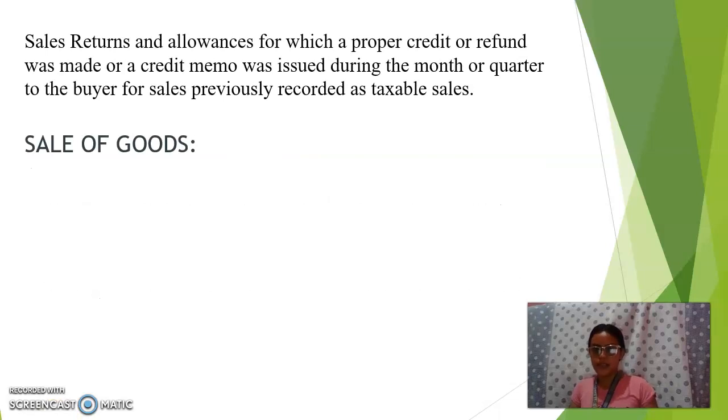Sales return and allowances, for which a proper credit or refund was made or a credit memo was issued during the month or quarter to the buyer for sales previously recorded as taxable sales. Sales return occurs when customers and buyers return the goods, while sales allowance is when the buyer chooses to keep the product or goods. Then there will be a reduction of the selling price. Then it would be deducted from the gross sales if the refund was issued during the month or the quarter.